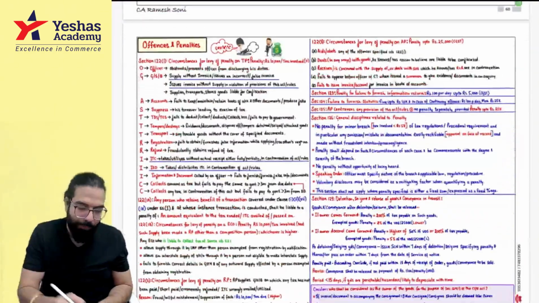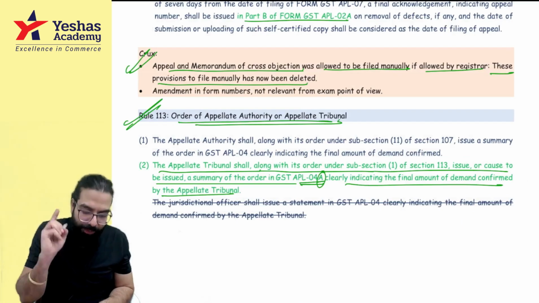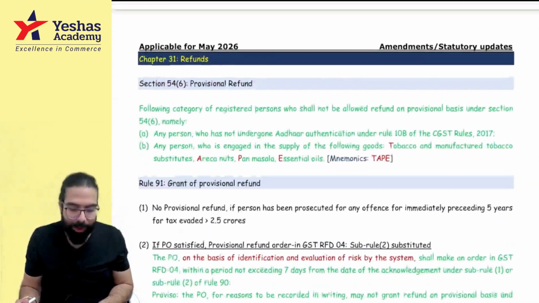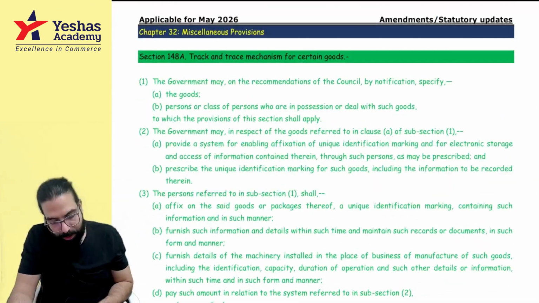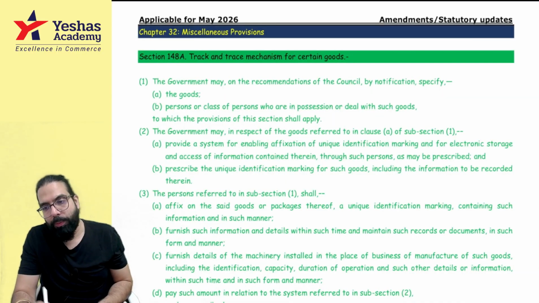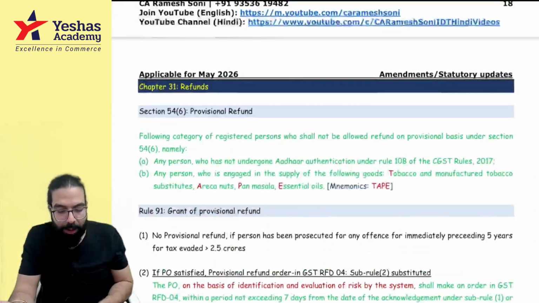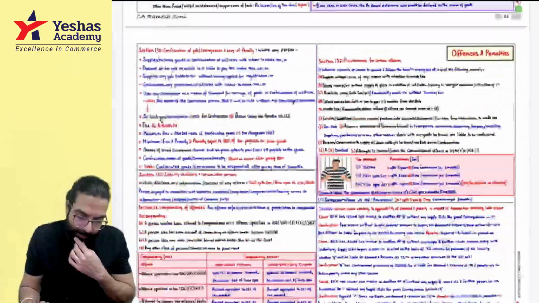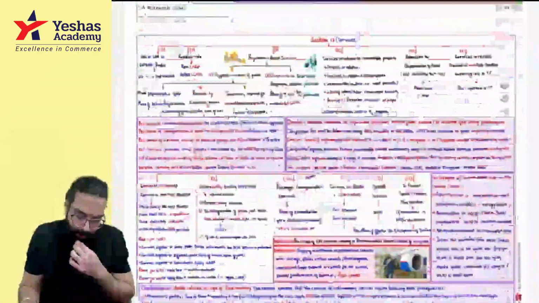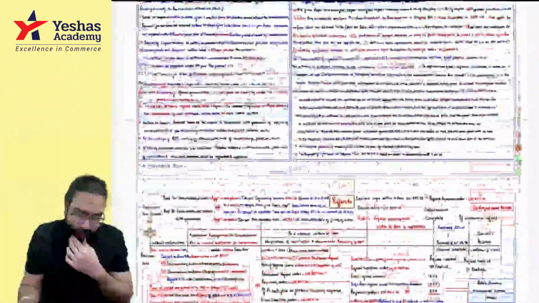Liability to pay, nothing. Offences and penalties, nothing. But the offences and penalties chapter, I'll tell you after some time. Okay, sir. I'll teach you miscellaneous provisions, then I'll come to offences and penalties. Now I want to talk about place of supply, no amendment. Imports, no amendment. Exports, no amendment.